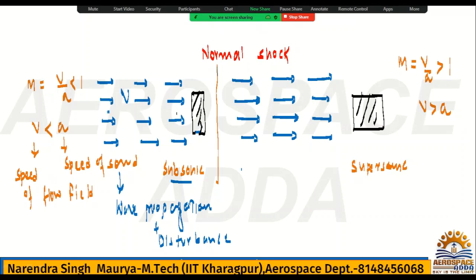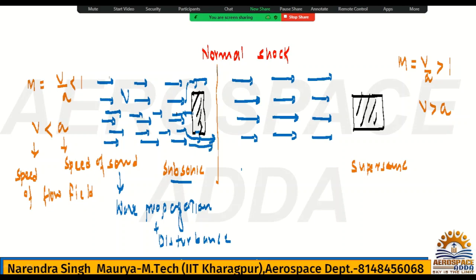So what will happen? It will change the direction. This middle one will come and hit here, and the rest will go and turn the direction, means like this. They will turn the direction like this. Okay. How is it possible? Simple.